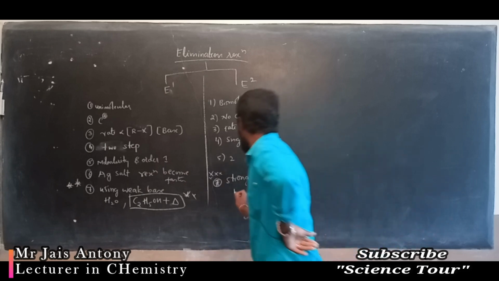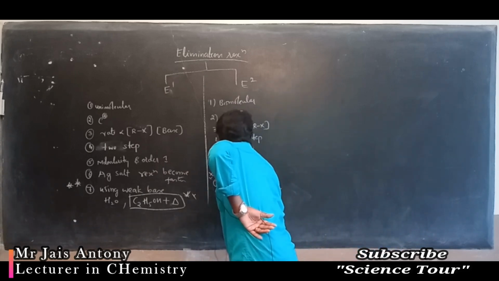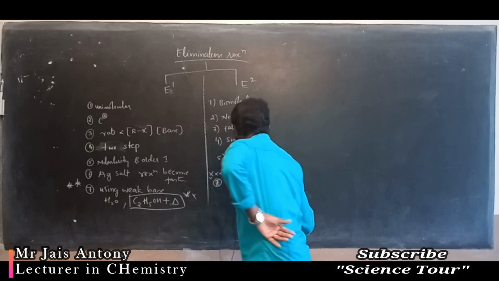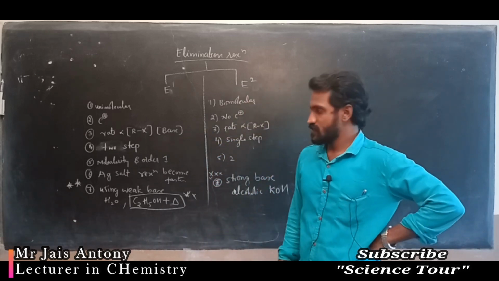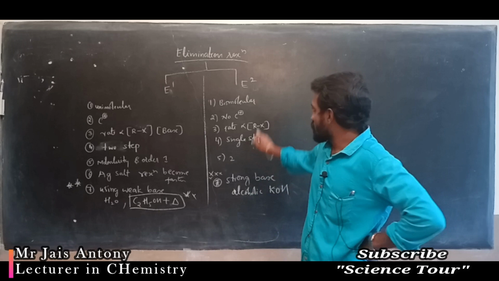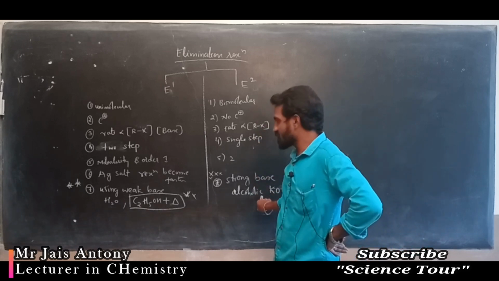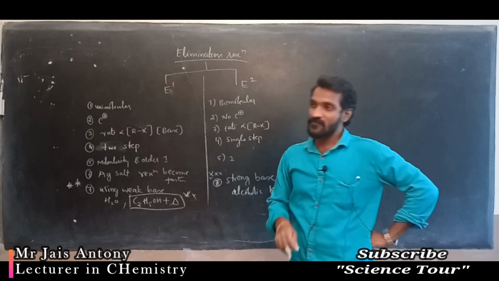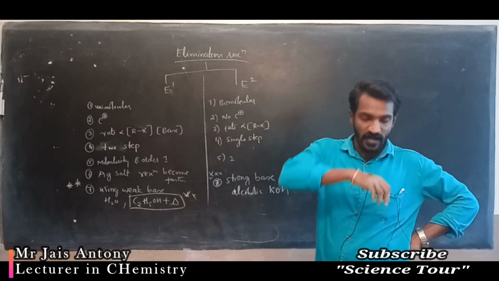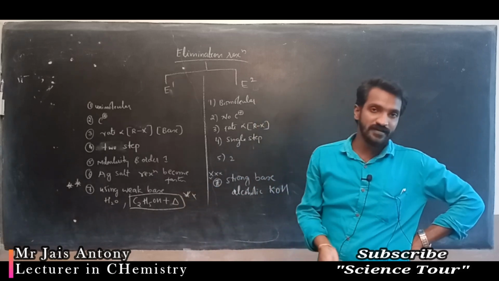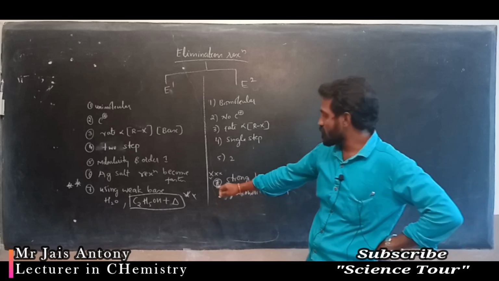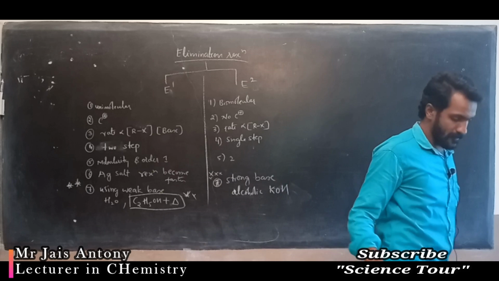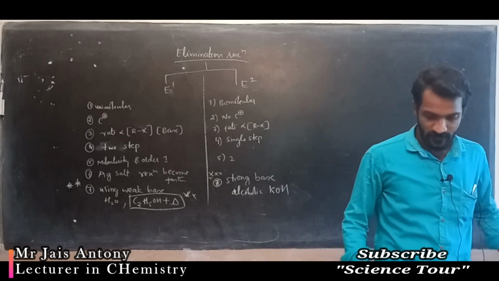Here, if alcoholic potassium hydroxide is given, it means a strong base. For E2 reaction, alcoholic potassium hydroxide is used. For E1 reaction, alcohol is used, and after that you have to do heating. Correct? Note down this point. Understood? Alcoholic potassium hydroxide.